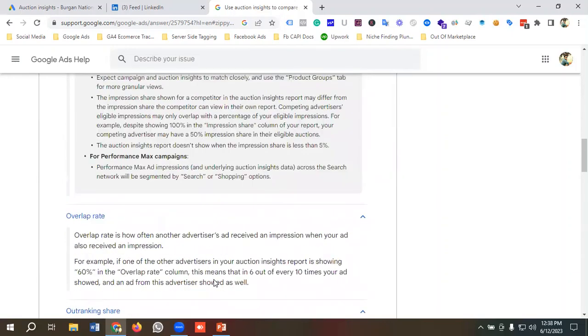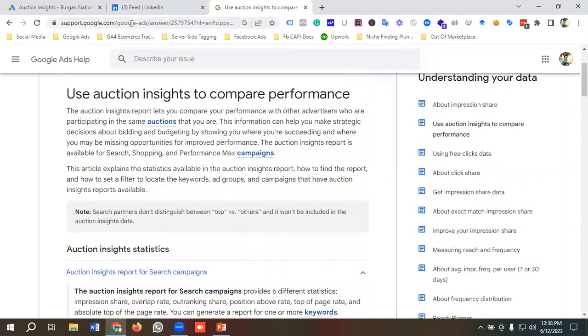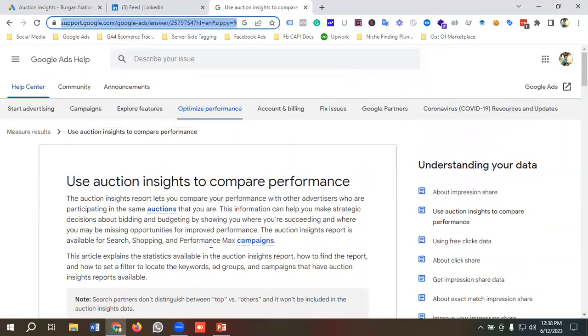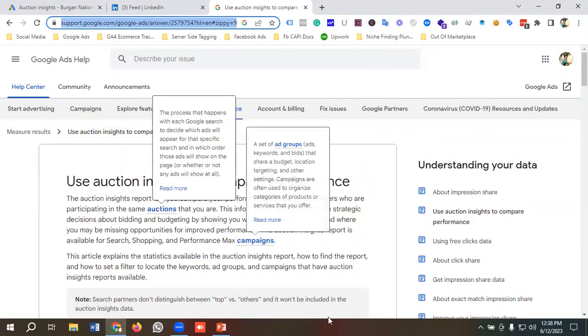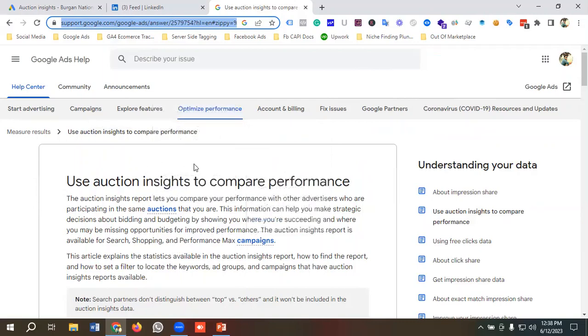So this is a very important doc. I'm gonna share this link in the video description so that you can study further and learn more about auction insight reports. So let's see auction insight reports from the Google Ads dashboard.